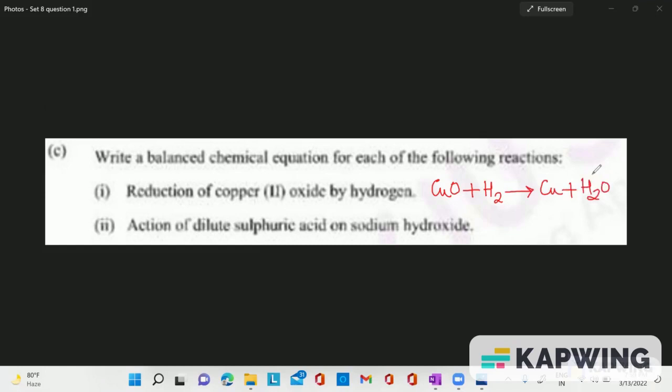Now let's see whether it's balanced or not. Yeah, so there is one copper in both the sides of the equation, one oxygen in both the sides, and also hydrogen in both the sides. So yes, it is a balanced equation. So now let's see the second question.